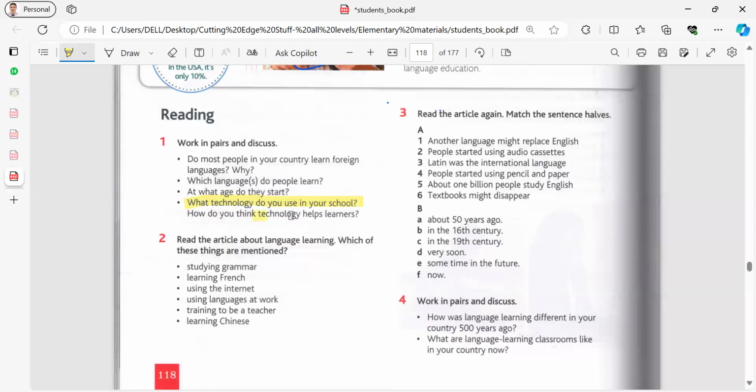How do you think technology helps learners? We have just mentioned that technology helps you to study everywhere. Study at home, right? You can study at home.